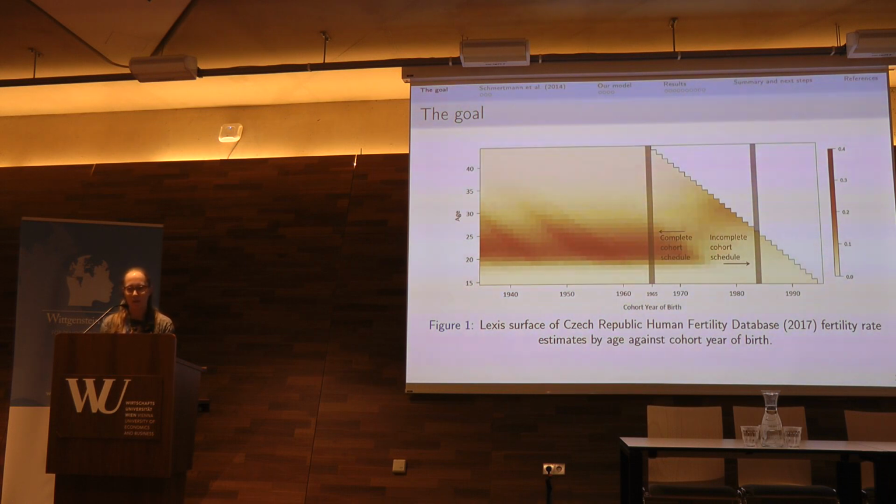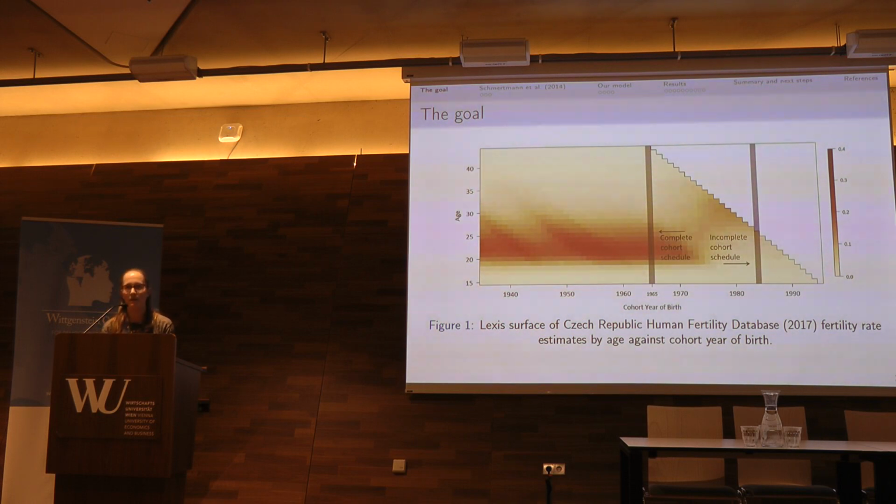And these are rate estimates, which we calculate by dividing the observed number of children by the total number of women exposed. And then each column is therefore the set of fertility rates for a particular cohort as we follow them through their reproductive lives, and we take this to be ages 15 to 44. And we will call each column a cohort schedule.